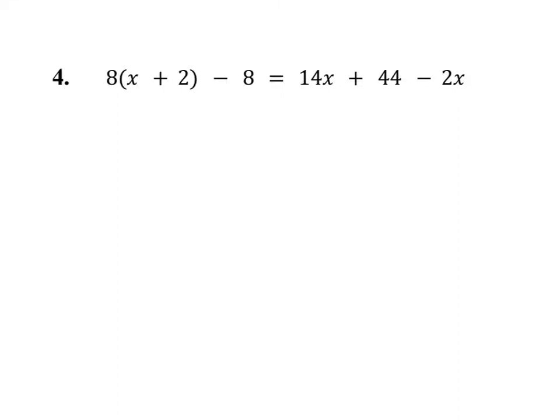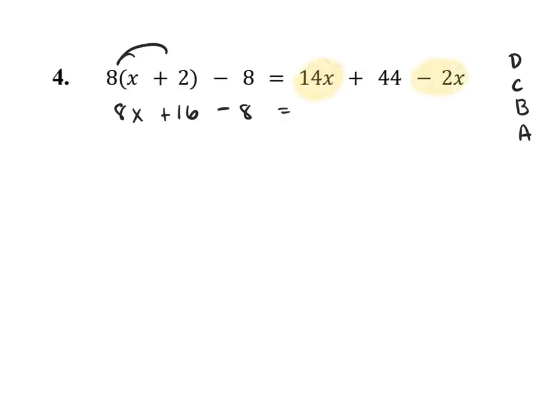Okay, on number 4, we're going to solve this equation. We're going to follow our flow chart, DCBA. So the first thing I see is I can distribute 8 into x and 2. So 8x plus 16 minus 8 equals, on this side, I can combine my like terms if I want to right now.